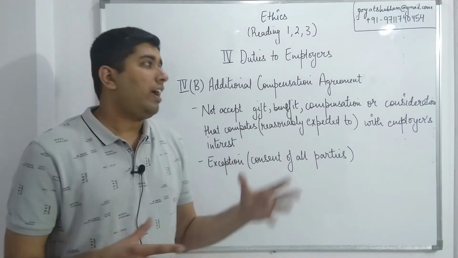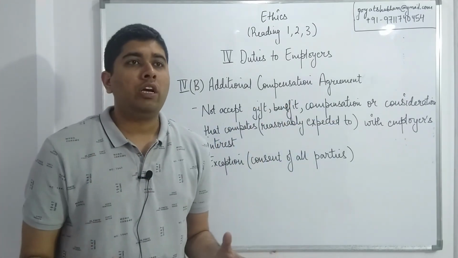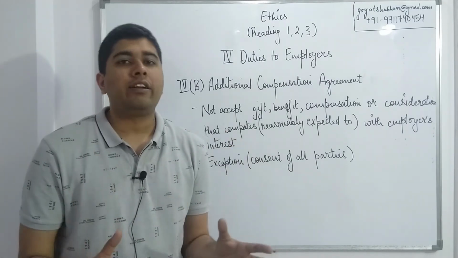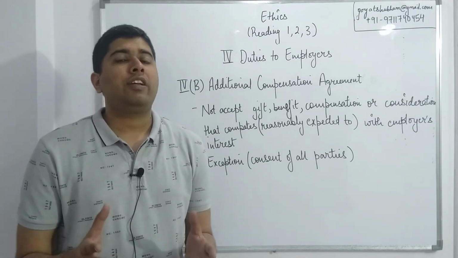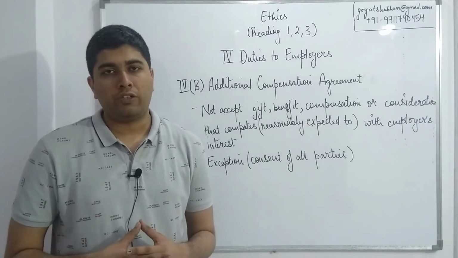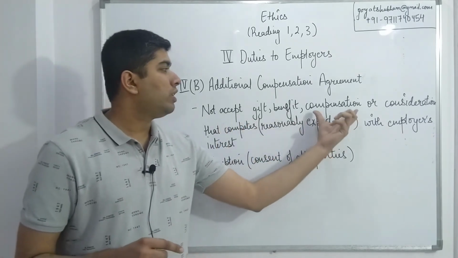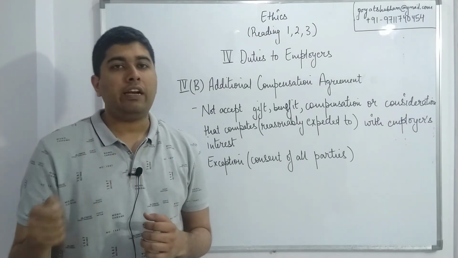So, in case I have some sort of an additional compensation agreement and all the parties involved are fully disclosed about the facts and consent to that particular arrangement, in that case, this arrangement would not constitute a violation of the standard. Mind you, when the standard says the word compensation or consideration, it includes both direct and indirect.